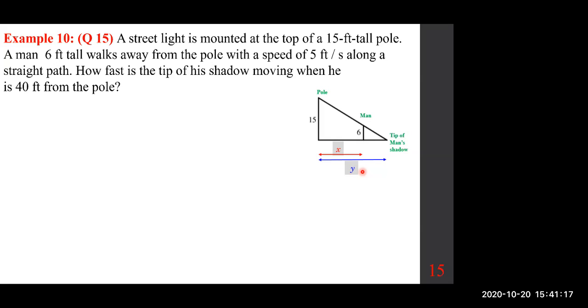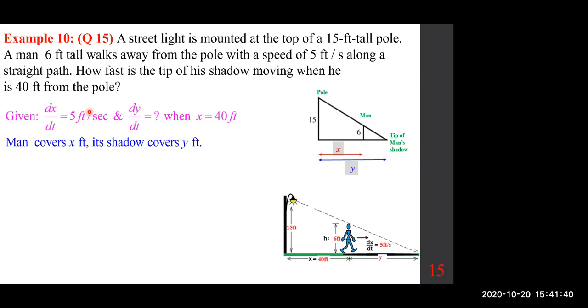Here's the given, and by the way, this is also a drawing that looks a lot better. 15 feet. We are getting away from the pole with a certain speed, and we want to see what happens. So dx/dt is 5 feet per second. The dy/dt is of interest to us, at the precise moment that x is 40. The man covers x feet while the shadow covers y feet.